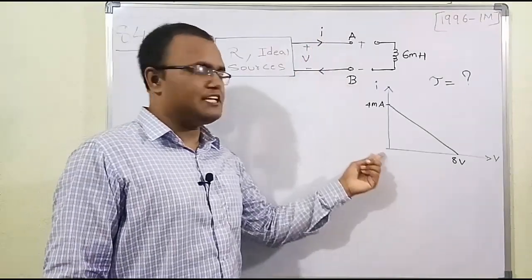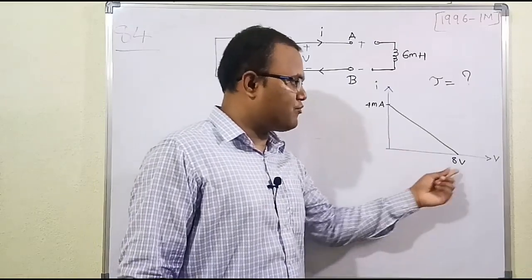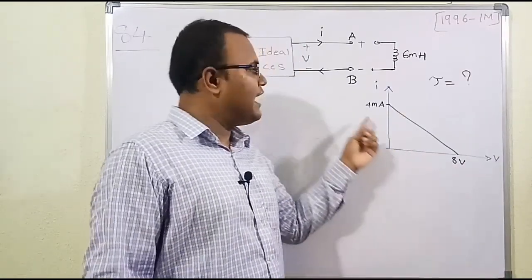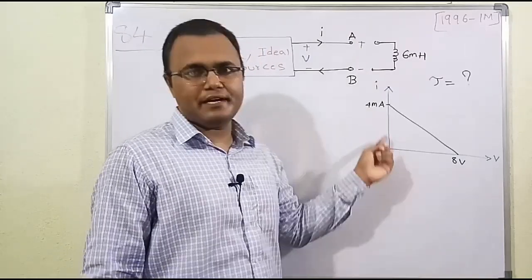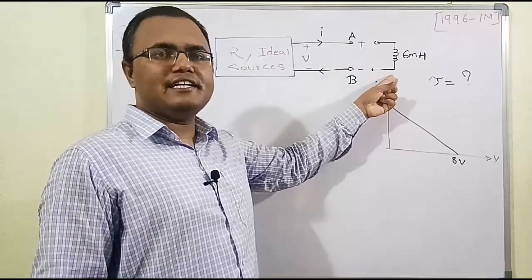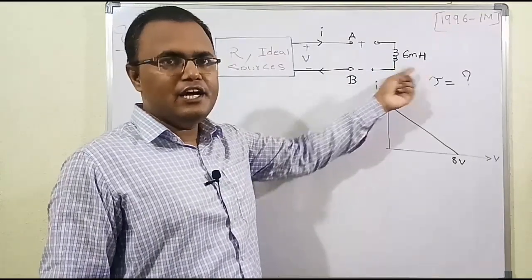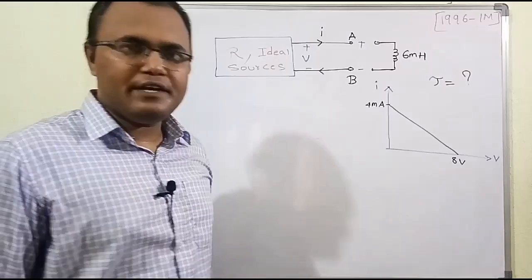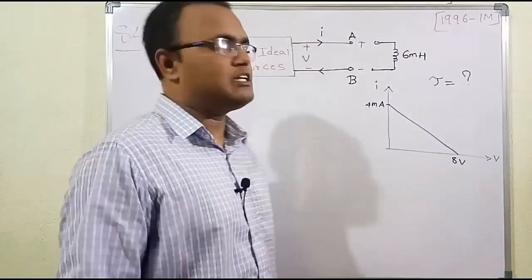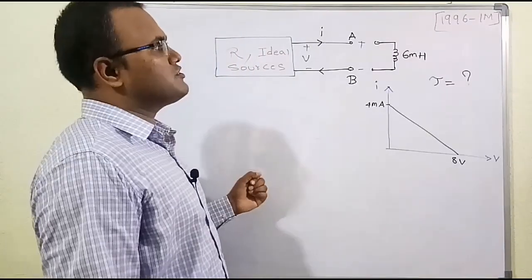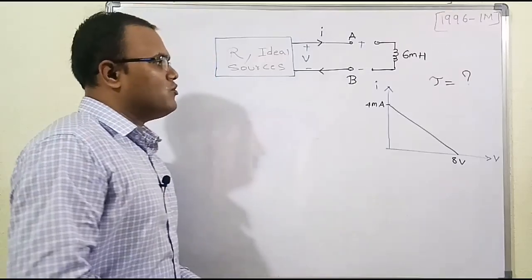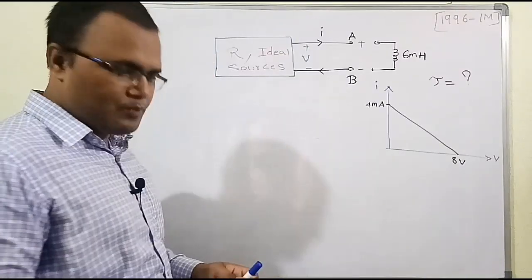The voltage and current relationship is given by a graph. It's a straight line with an x-intercept of 8 volt and a y-intercept of 4 milliampere. If we connect an ideal inductor of 6 millihenry across this port, then we need to find the time constant of this whole circuit. This question was given in GATE 1996 for 1 mark. So now let's move forward to solve this numerical.